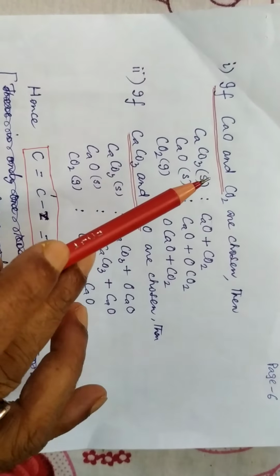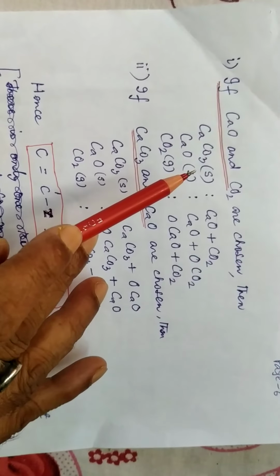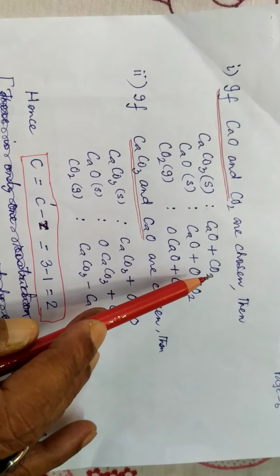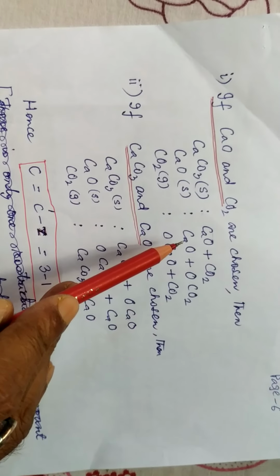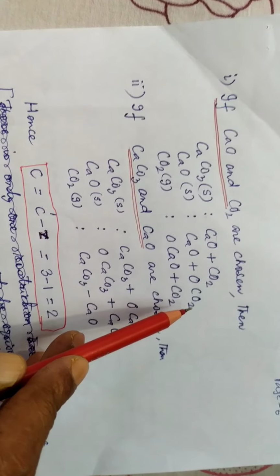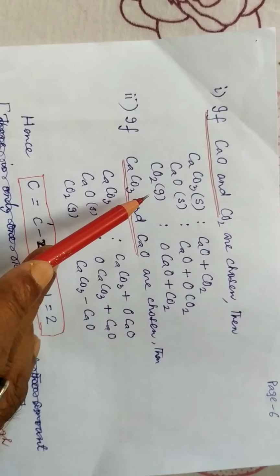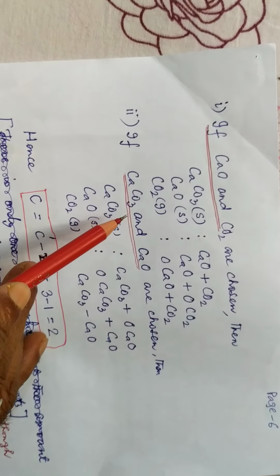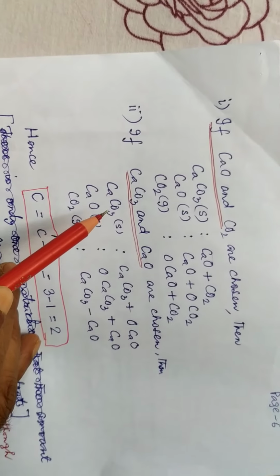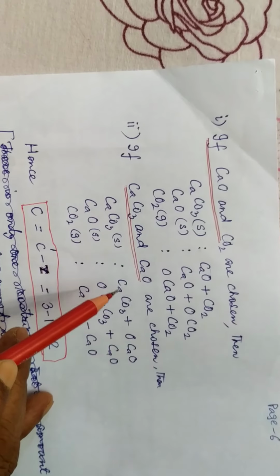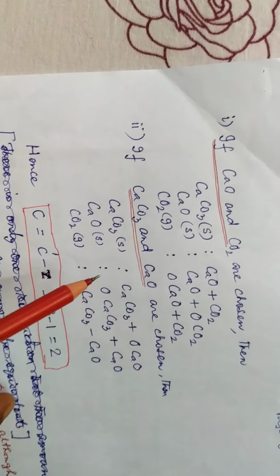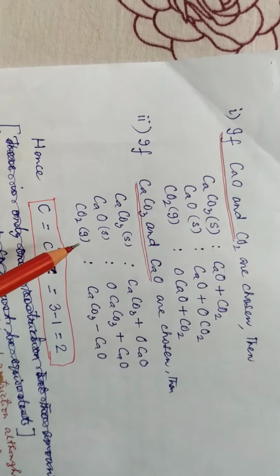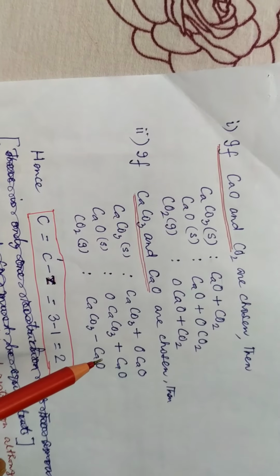Now, if calcium and carbon dioxide are chosen, then calcium carbonate solid can be represented as calcium oxide plus carbon dioxide. Calcium oxide solid can be represented as calcium oxide plus 0 carbon dioxide. Carbon dioxide gas can be represented as 0 calcium oxide plus carbon dioxide. Now, if calcium carbonate and calcium oxide are chosen, then calcium carbonate solid equals calcium carbonate plus 0 calcium oxide. Calcium oxide solid equals 0 calcium carbonate plus calcium oxide. Carbon dioxide gas equals calcium carbonate minus calcium oxide.